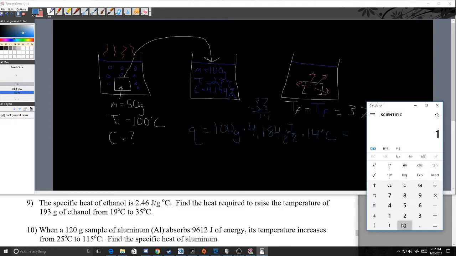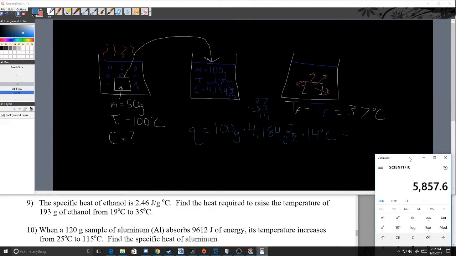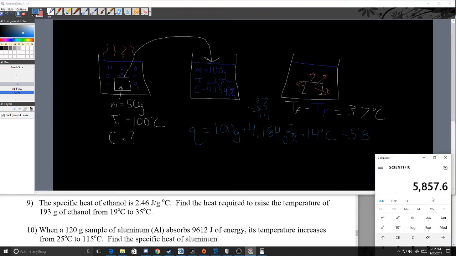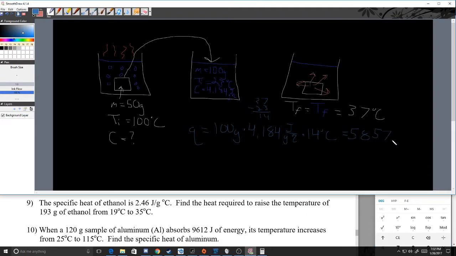All right. So 100 grams of water times its specific heat of 4.184 times change in temp, 14. That water gaining just 14 degrees, 5,857.6. Make sure I'm double checking. And that was heat energy, so joules. So that's the amount gained by the water. So that means the amount of energy, let's go over here, and there.